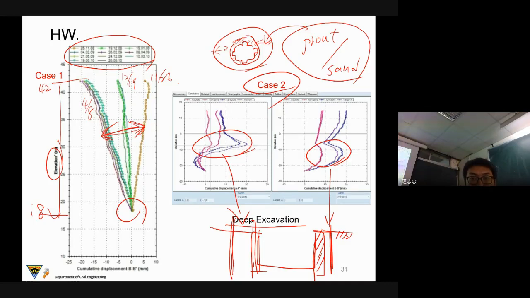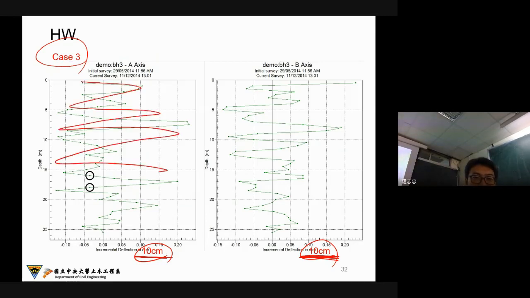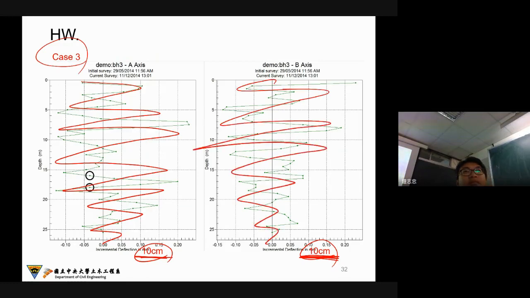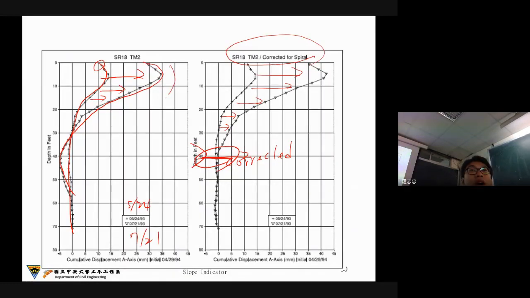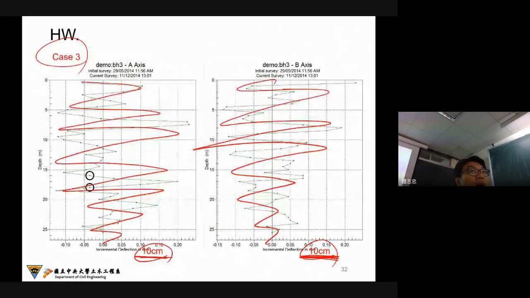And the third case, I already enlarged it, originally the deflection is very small, but I tried to enlarge it. For each tick, the unit is 10 centimeters. But you can find this is the measurement result of the inclinometer. So what happened? Actually, it should be like this one, very smooth, right? Very smooth. However, if you get this kind of result, can you explain why we can have this very bad, very ugly result or measurement from the inclinometer?